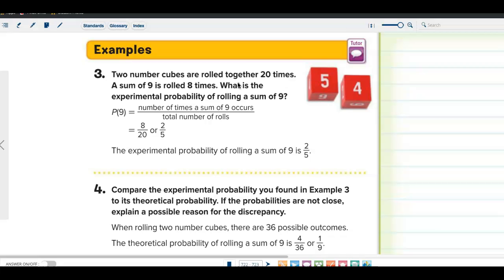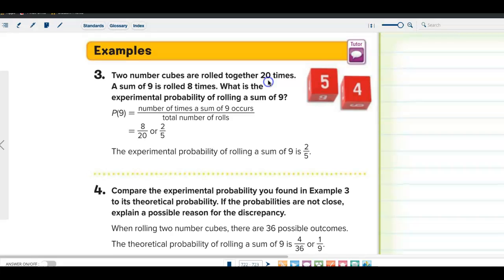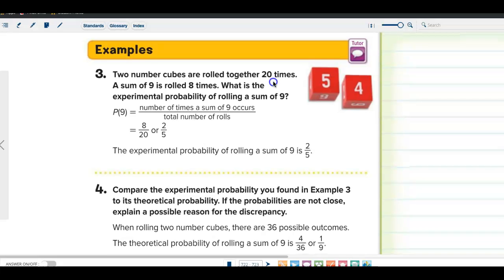Why do you think that there was such a discrepancy, or why do you think it was so different? How many times did we roll the dice? 20. We only rolled the dice 20 times. So is that very many? No, that was less than the number of options we had, right? Because we didn't even hit every single one of the 36 options. So the reason why it was so different was because the number of trials was so few. Remember, the greater the number of trials, the closer and closer it gets to theoretical probability.